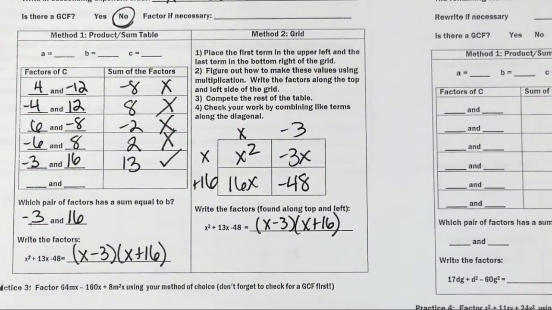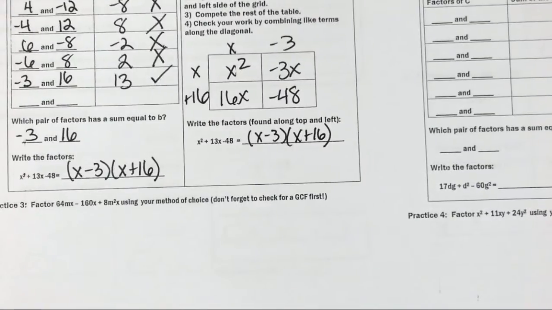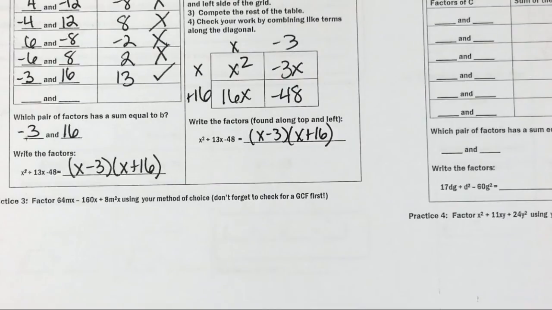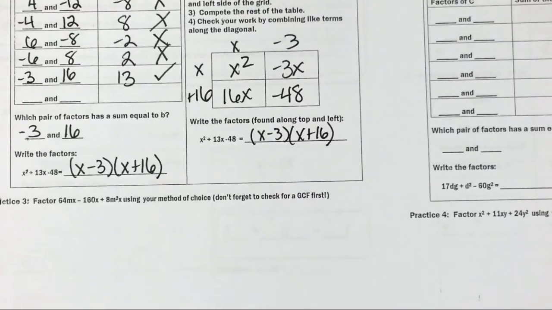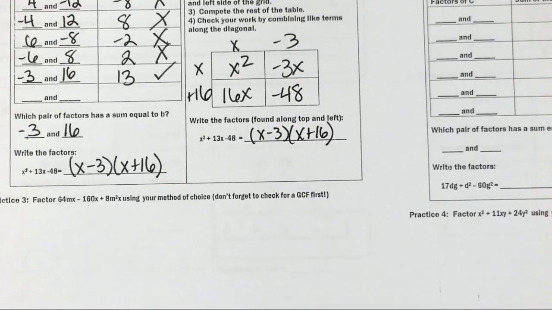All right, practice question number 3. We have 64mx minus 160x plus 8m squared x, using your method of choice. Again, don't forget to check for the GCF, and don't forget to write it in descending order. So again, we'll go through this one in class tomorrow, but I want you to try it on your own. Pause your video, give it a try, and then go on to example 4.